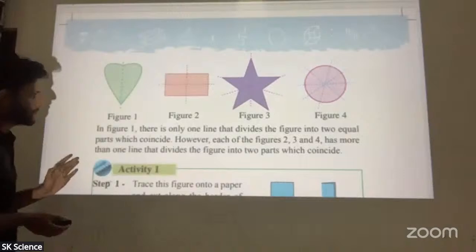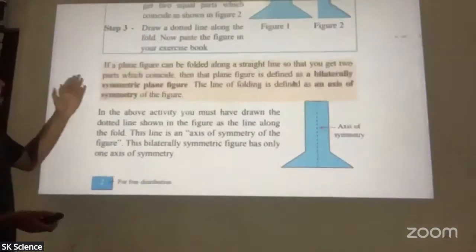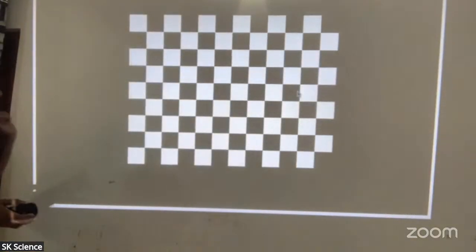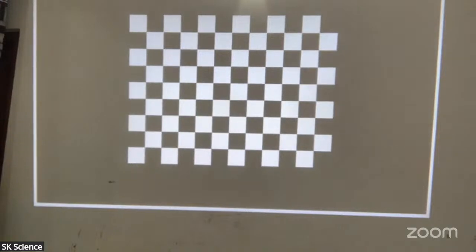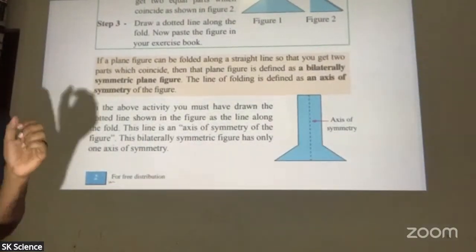Right? Then let's move further. You have to read this part.